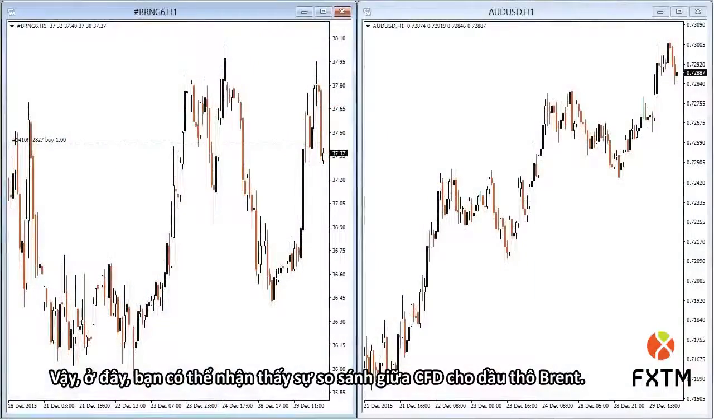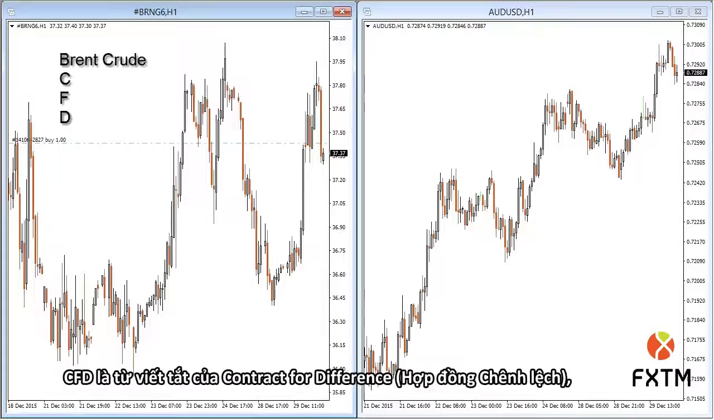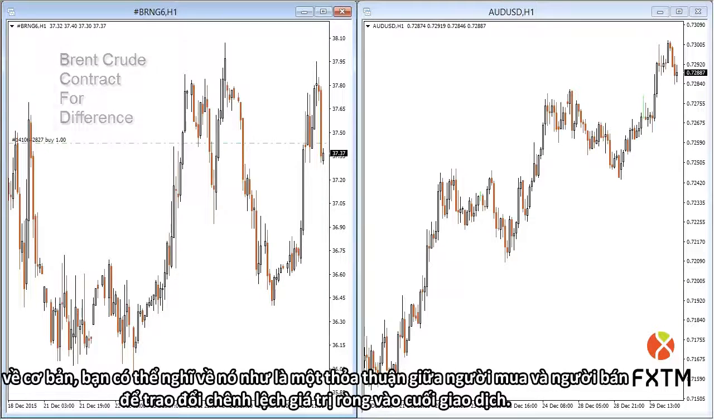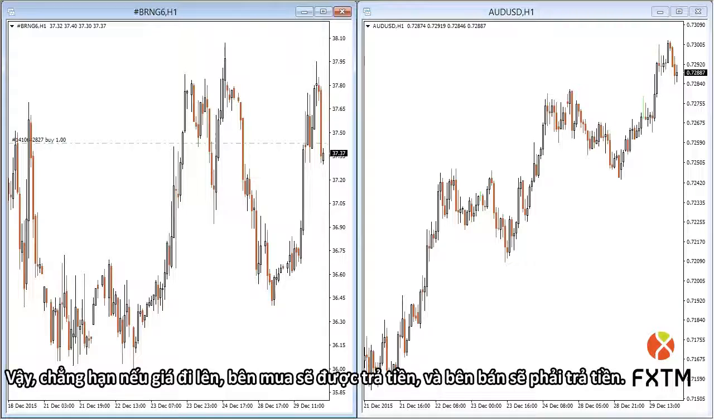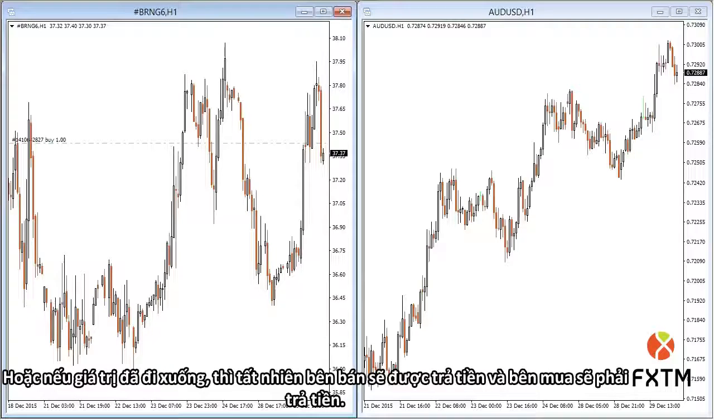So here you can see a comparison between the CFD for Brent crude oil. CFD stands for contract for difference. It's essentially, you could think about it as an agreement between the buyer and the seller to exchange the net value difference at the end of the trade. So for example, if the price has gone up, then the long side is going to get paid and the short side is going to do the paying. Or if the value has gone down, of course, then the short side is going to be paid and the long side is going to be doing the paying.